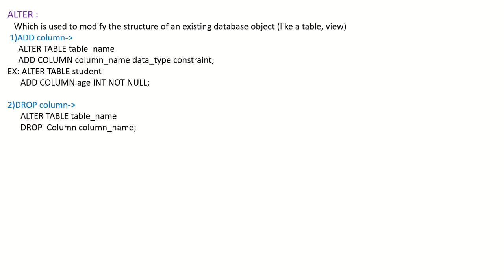Syntax: ALTER TABLE table_name DROP COLUMN column_name. Example, ALTER TABLE student DROP COLUMN age, which deletes the age column.